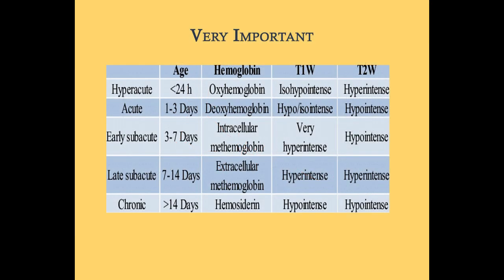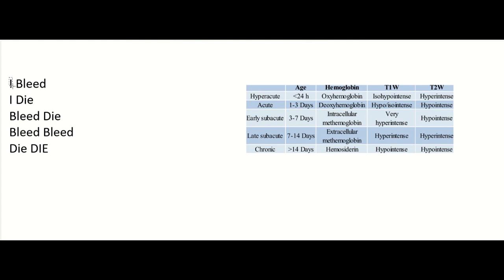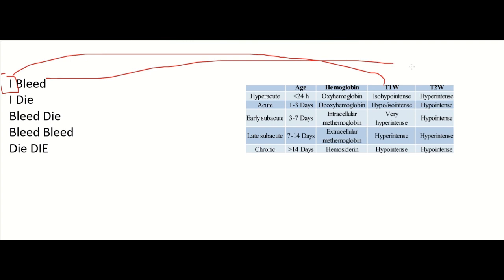Now for the last column, a mnemonic already exists for T1 and T2 signal intensities, which is quite handy. It goes like this. I bleed, I die, bleed die, bleed bleed, die die. I being isointense. Bleed being bright or hyperintense. Die being dark or hypointense. Each pair of words corresponds to one stage.